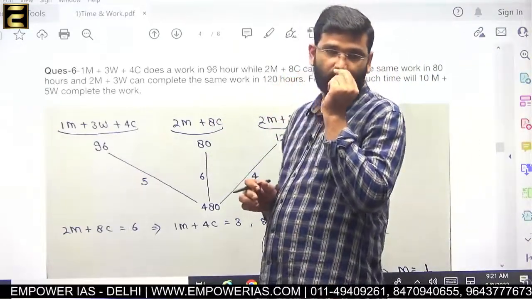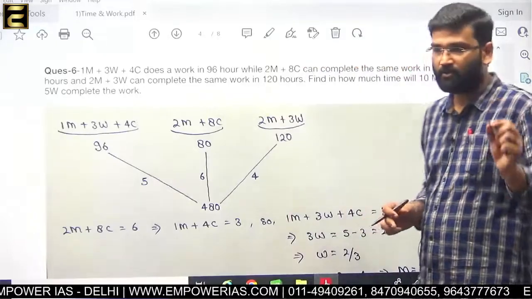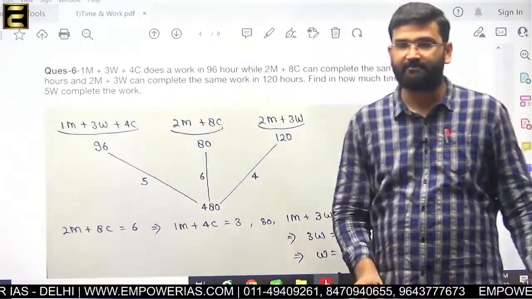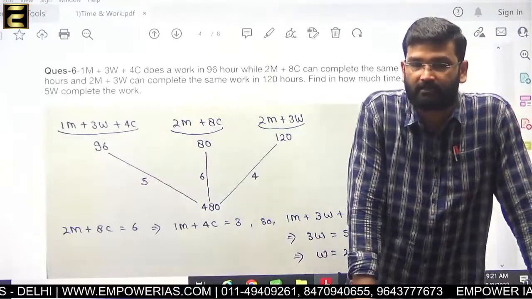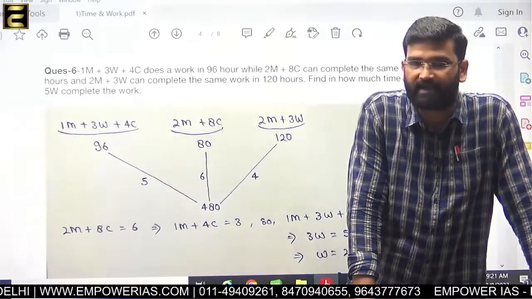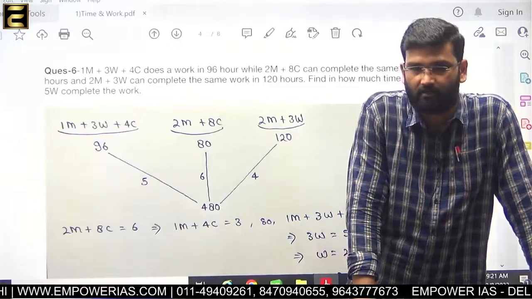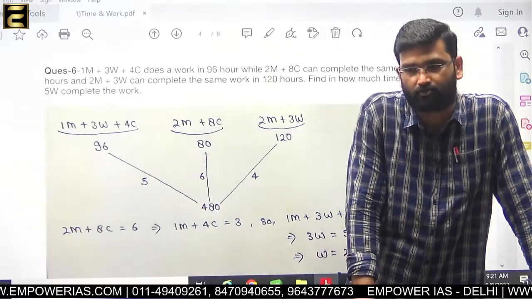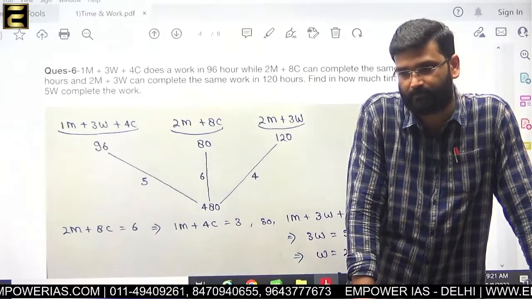It means that what we have to calculate? We have to calculate the efficiency of 10 men and 5 women. Efficiency means unit of work done by 10 men and 5 women in 1 hour. Once we calculate that, then we can easily find out how much total hour is required by this new group.